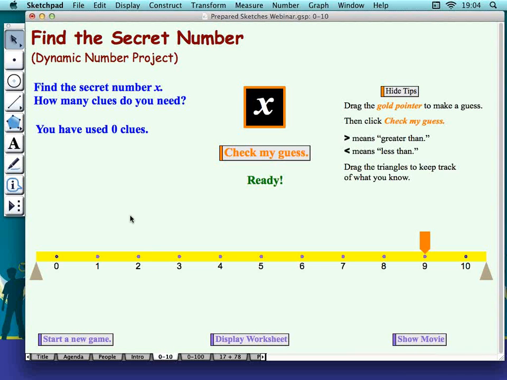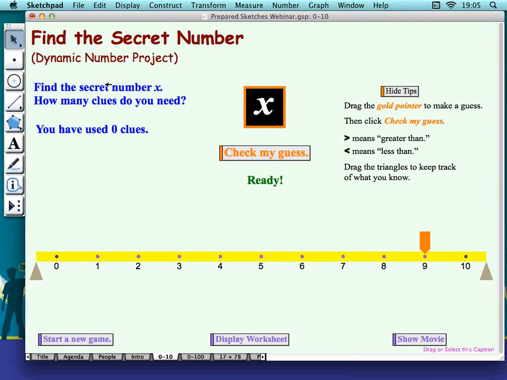Okay, so we're looking at the first activity, Find the Secret Number. This activity comes with a worksheet. And as many of our activities do, it also comes with a movie giving you some hints as to how to use the activity effectively. I'll show you the worksheet and the movie in just a moment, but let's play the game first.